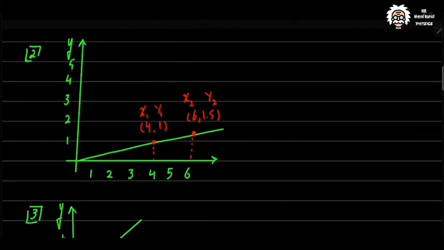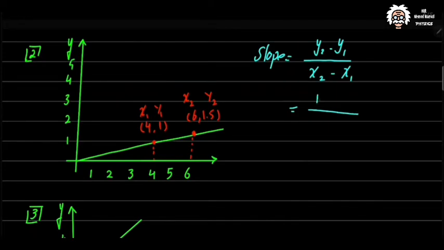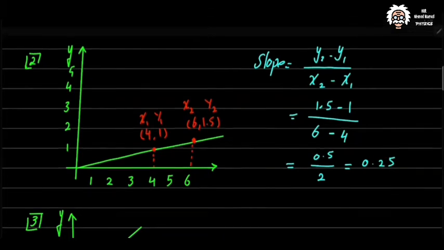We said that the slope equals y2 minus y1 over x2 minus x1. The y2 number is 1.5 and the y1 number is 1, and x2 is 6 and x1 is 4. If we calculate it, it will give us 0.5 over 2, which will give 0.25. Let's compare the results of this one with the previous one.